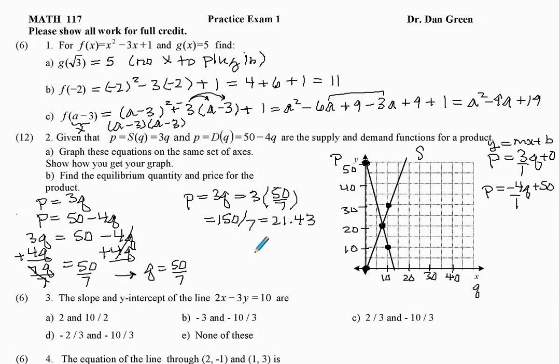And the notation that we used in our books, I believe, was Q star and P star here. Okay, so those are our equilibrium price and quantity. 21.43 for our price and 50/7 fractional quantity.